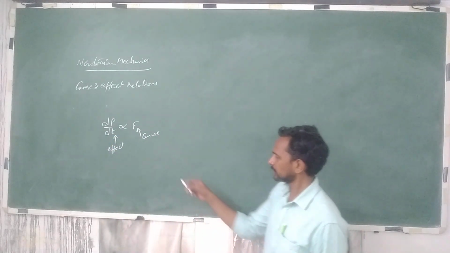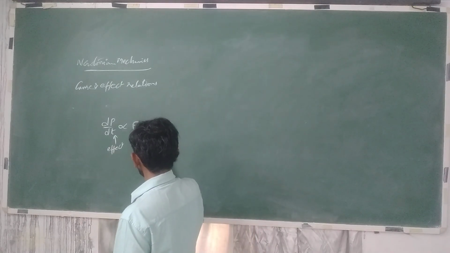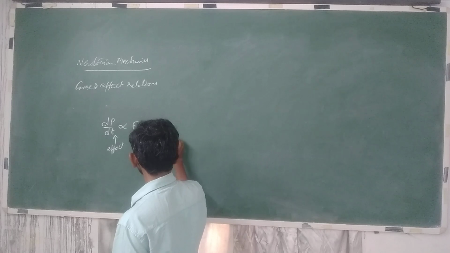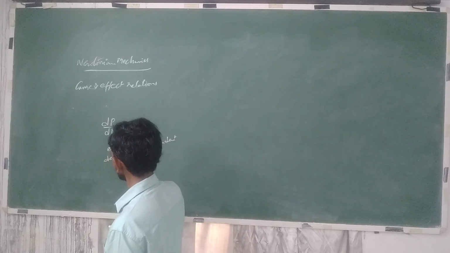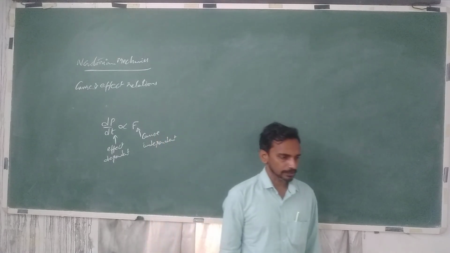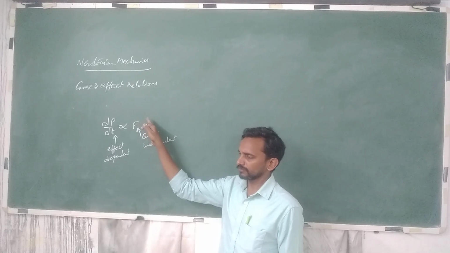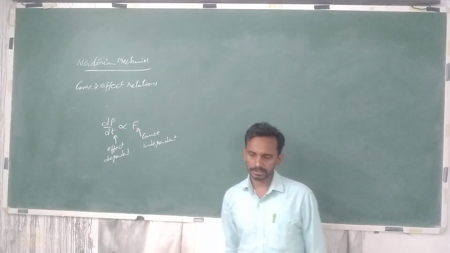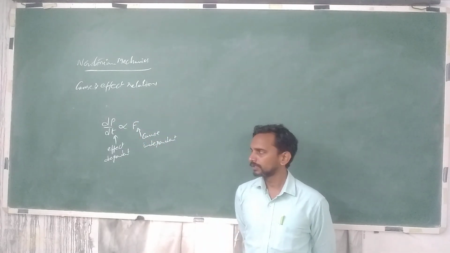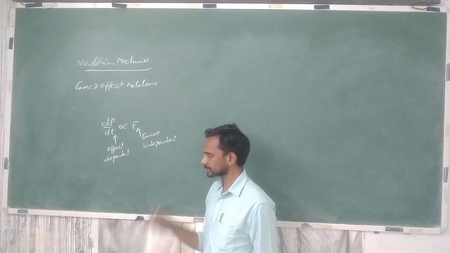So in general, this can be written as independent variable and this is dependent. So while writing proportionalities, you must always ensure that the independent variable is on the right side and the dependent variable is on the left side. Okay. So Newton mechanics deals with that.